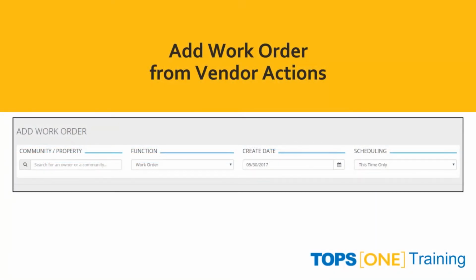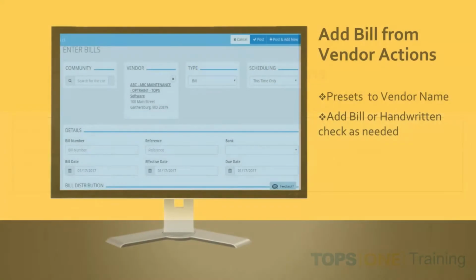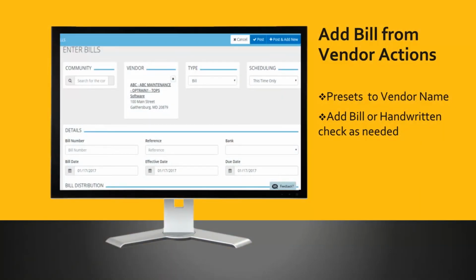Adding a work order directly to the vendor from the vendor action screen. Community or property function can be toggled between service request or work order, creation date, and the allowance of scheduling to automate that process. Adding a bill from the vendor actions presets to vendor name, adds a bill or handwritten check as needed. The details also, bill distribution at the bottom.